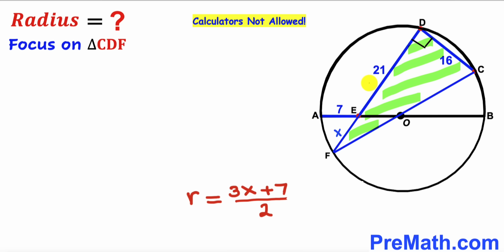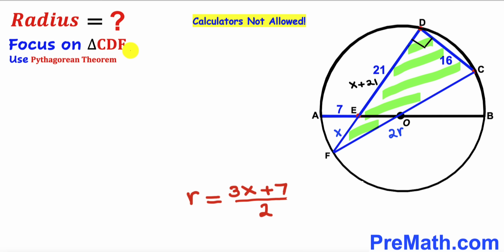And now we are going to focus on this right triangle CDF. Now we can see this CF is the diameter of this circle. So I'm going to label this whole diameter as 2 times radius lowercase r. And furthermore, this whole leg DF length is going to be x plus 21. So I can write x plus 21.